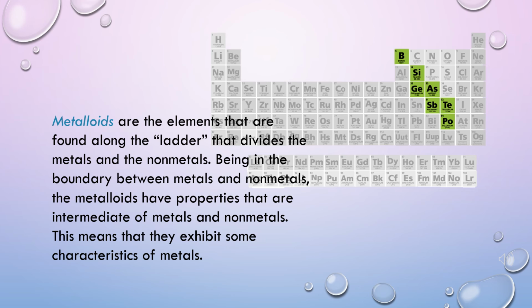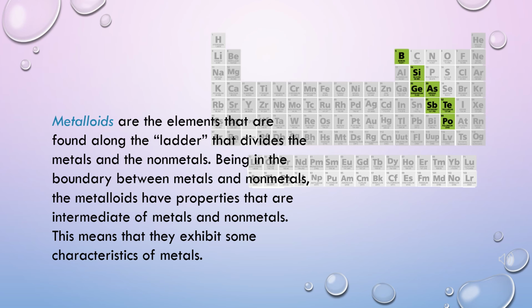Last, we have metalloids. Metalloids are elements that are found along the ladder that divides the metals and non-metals. Okay, so metalloids in our periodic table, they are located in a ladder form, because they look like a staircase. Kung makikita ninyo, para silang mga hagdan. And then, they divide the metals from the non-metals. So, these metalloids are located between metals and non-metals. Okay? They are at the boundary.